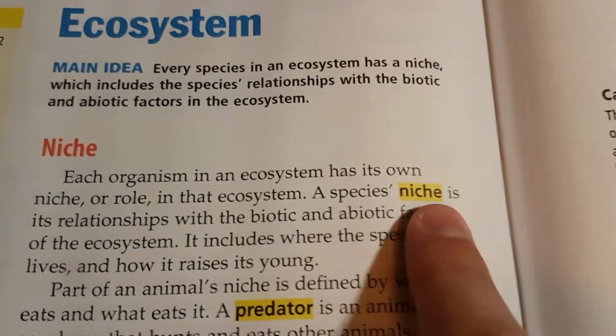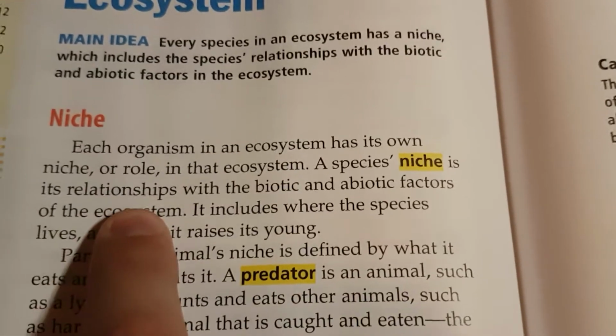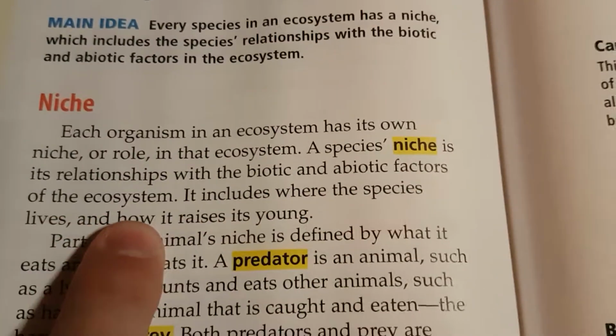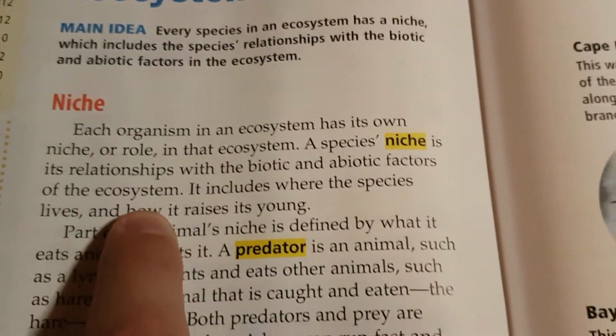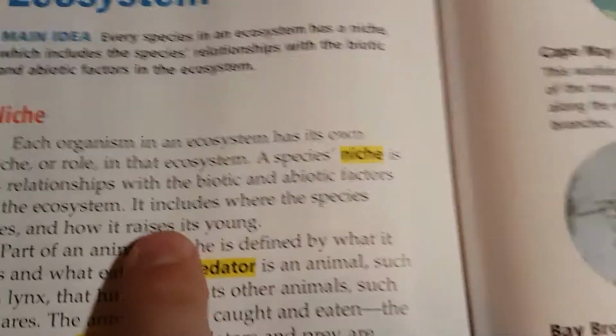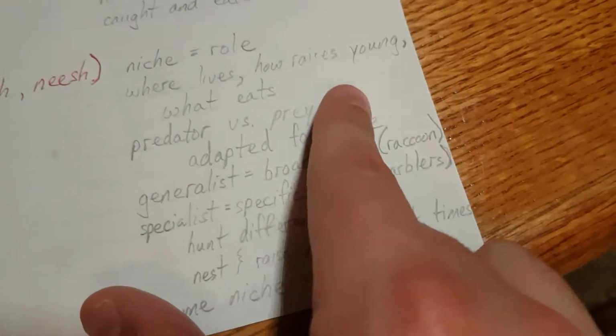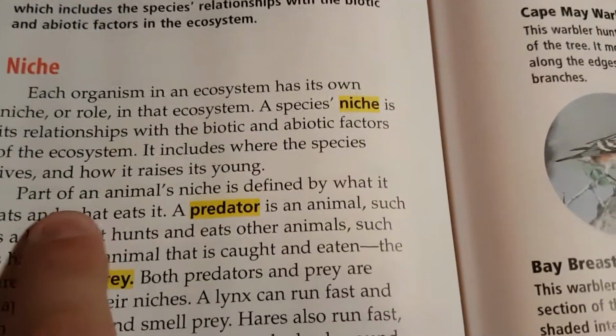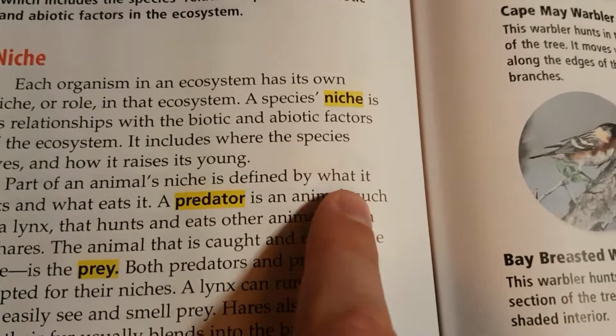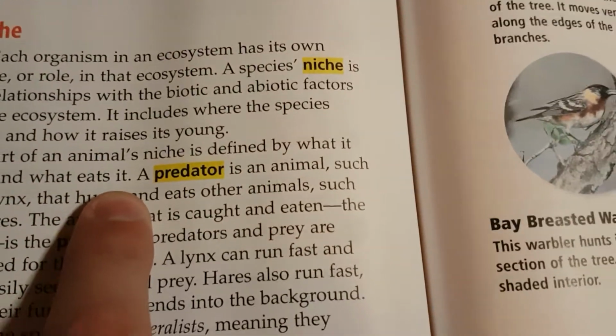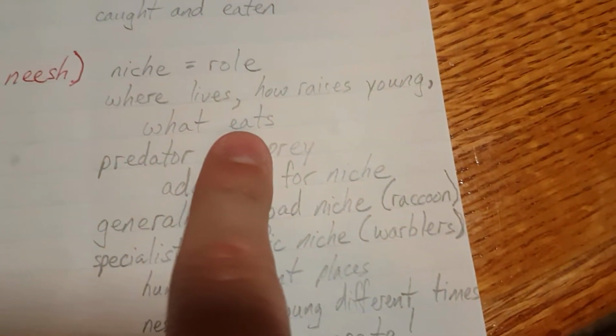A species' niche is its relationships with the biotic and abiotic factors of the ecosystem. We already have that in our definitions with our vocabulary. It includes where the species lives and how it raises its young. Where lives, how raises young. Part of an animal's niche is defined by what it eats and what eats it. What eats?